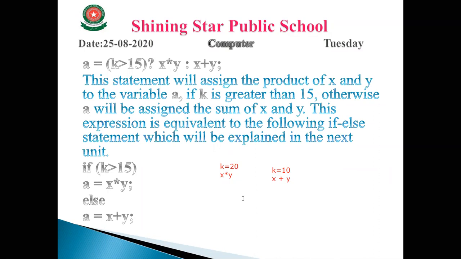If the condition is true, the controller must execute the first term, and if the condition is false, the controller has to execute the second term. And we use this condition in the if-else structure, which we'll learn in our next class or in our next slides. Okay, so if k is greater than 15, a is equal to x * y, else a is equal to x + y. Very simple.